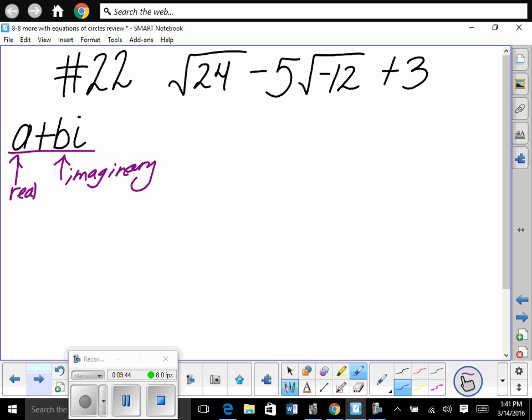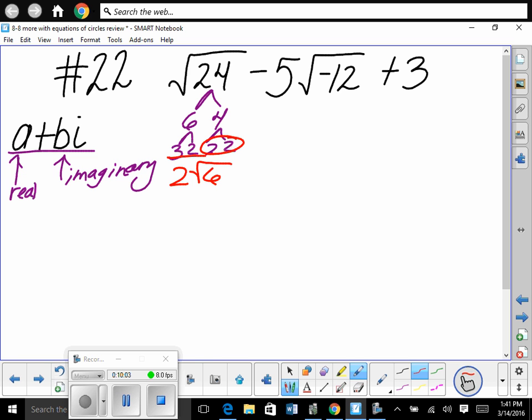So we can combine real numbers with real numbers, imaginary numbers with imaginary numbers. So we break down 24. That's 6 times 4, 2 and 2, 3 and 2. Yep, there's two 2s, so we can pull out a 2. Left is a 3 and a 2, which is 6. 2 square roots of 6.